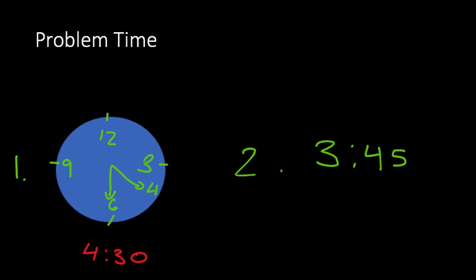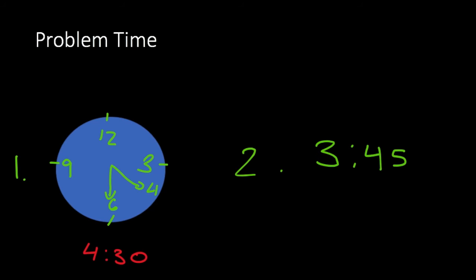So make sure you talk in a time sense, not like, okay, the 6 is there and the other hand, the short one, is there. You want to say the hour clock and the minute clock, so your teachers won't get confused and you won't get confused doing it. Now, for number 2, 3:45.